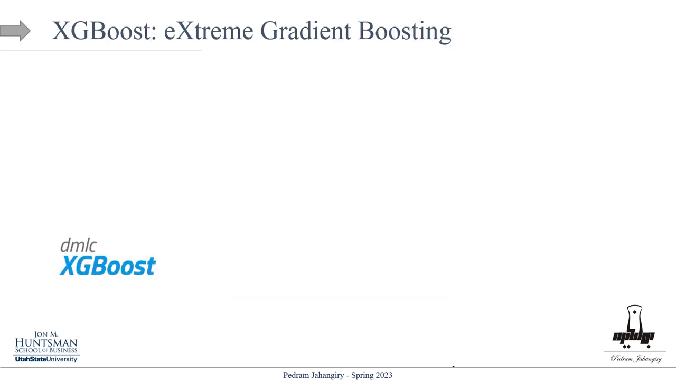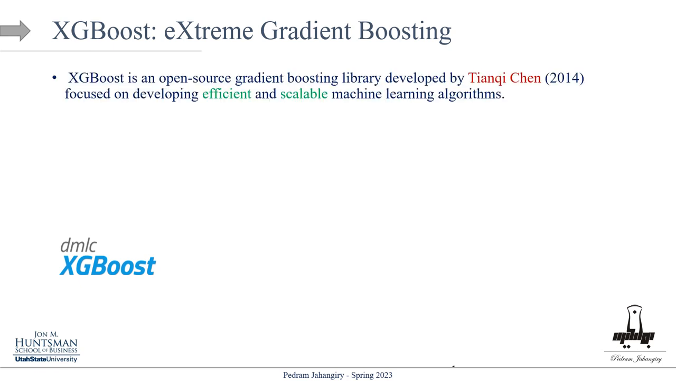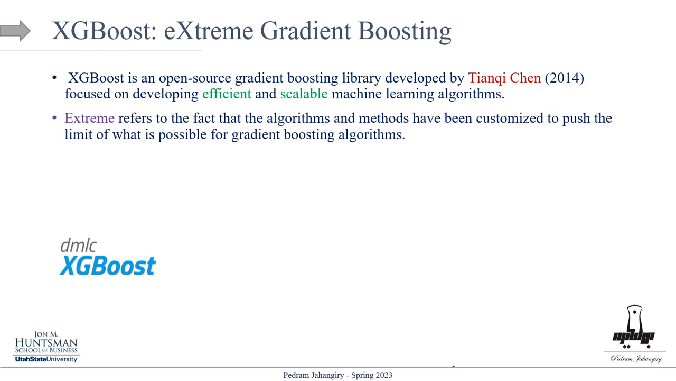All right, now let's look into the XGBoost, CatBoost, and LightGBM libraries. So XGBoost is an open source gradient boosting library. It was developed back in 2014 by Tianqi Chen and his group. It focused on developing an efficient and scalable machine learning algorithm, right? So the extreme refers to the fact that the algorithm and its method have been customized to push the limit of what is possible for gradient boosting algorithms. So it's focusing on the speed part, parallelization. Because the performance of GBM is good, it's making the speed part more emphasized.